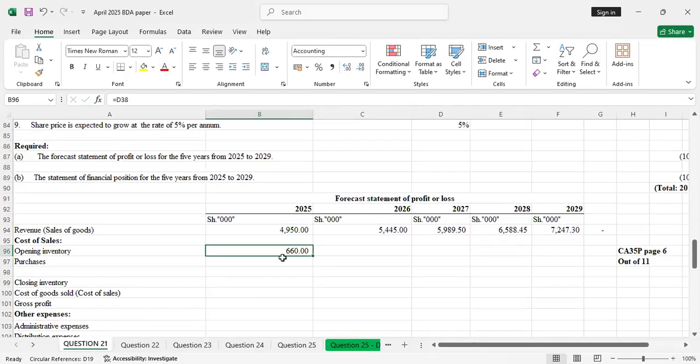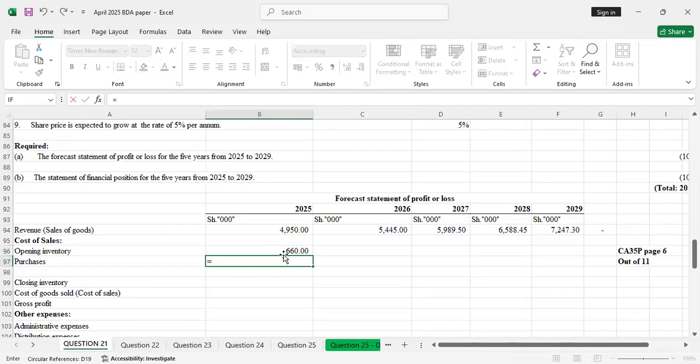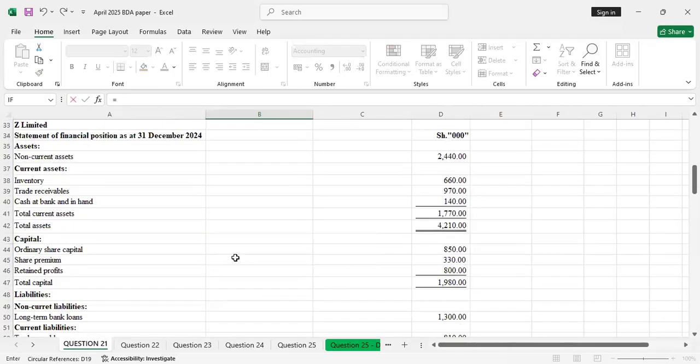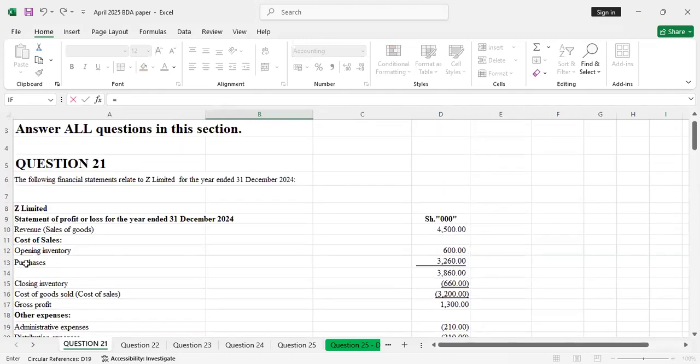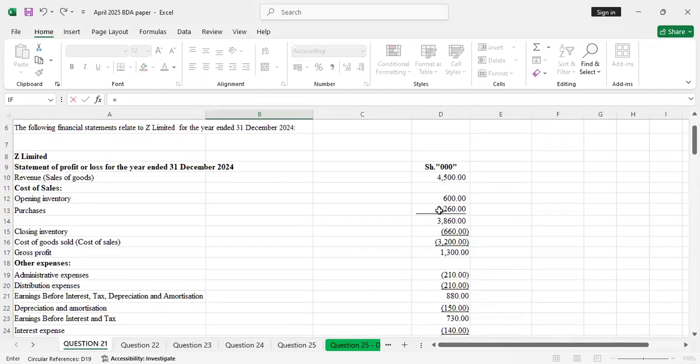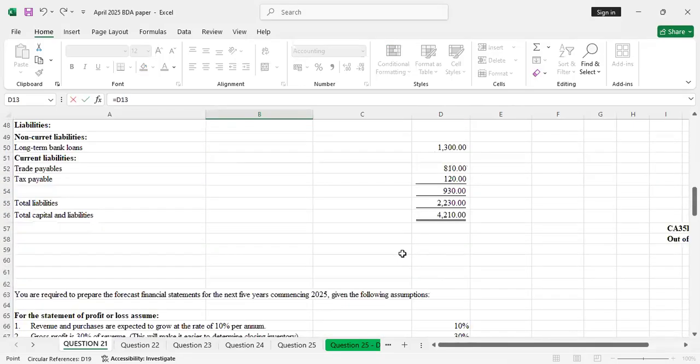Then purchases. Yeah, purchases we forecast. So you go to purchases. Use the 2024 value. I hope it's this one. No, oh, this is the purchases, huh? Which is which? This one, huh? I think it's this one, yeah. So that will be the purchases.